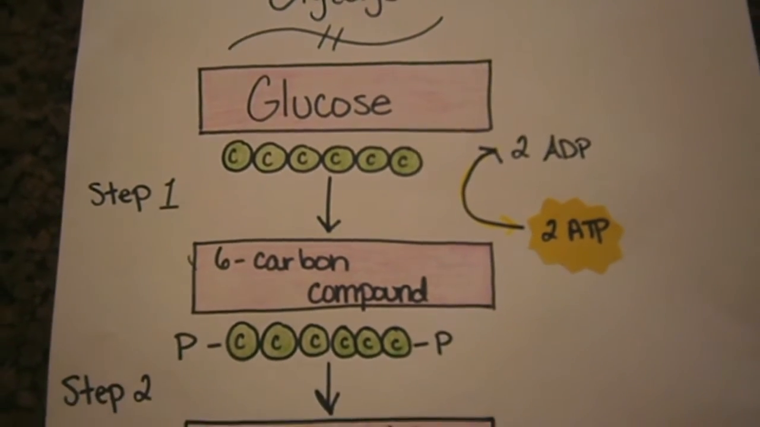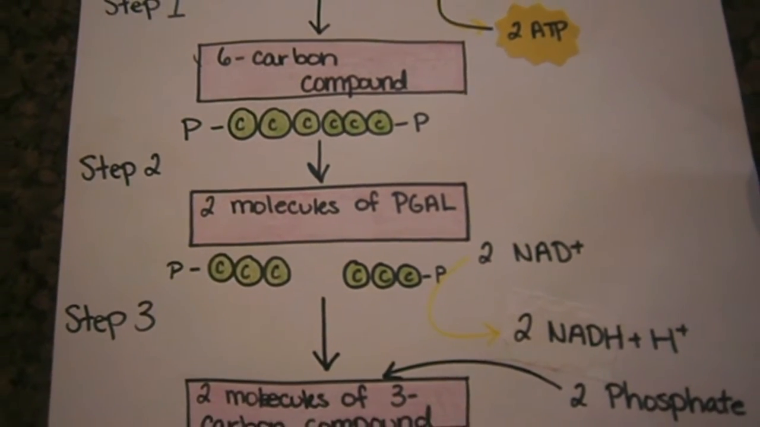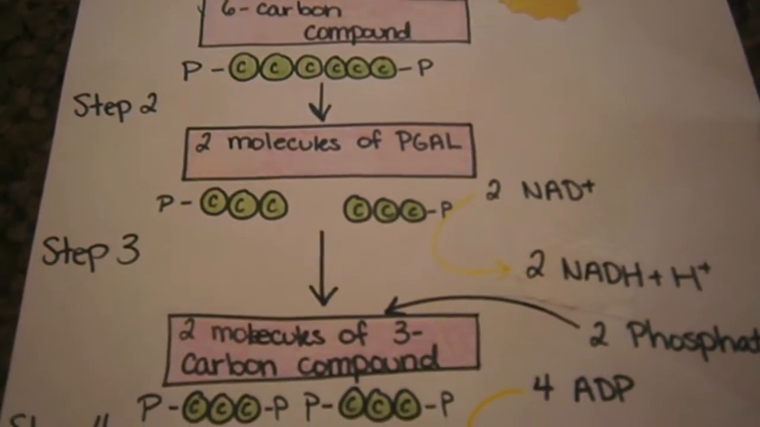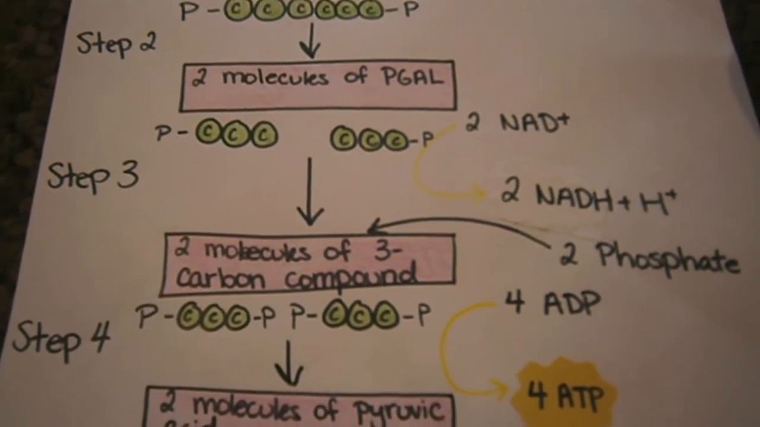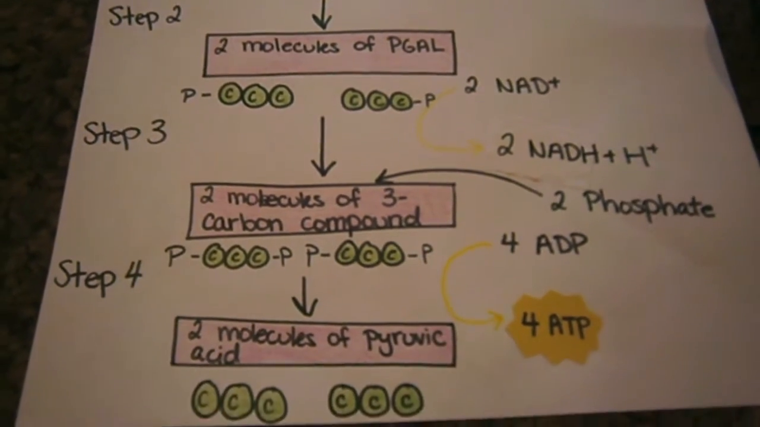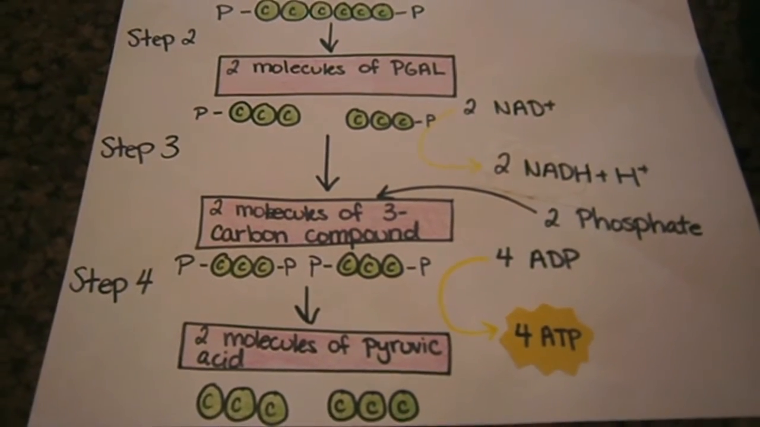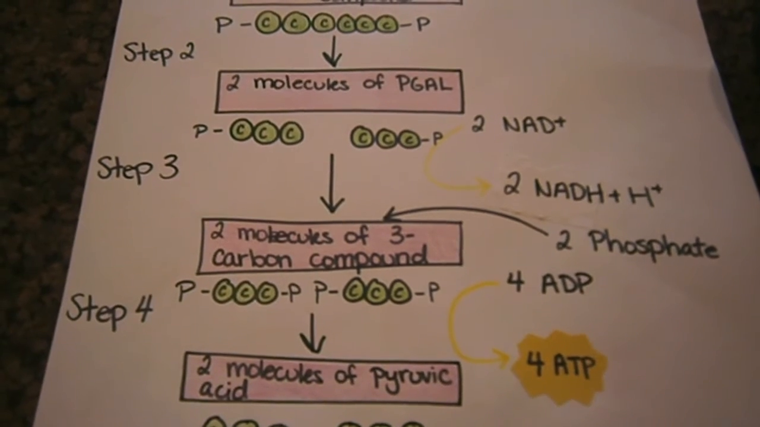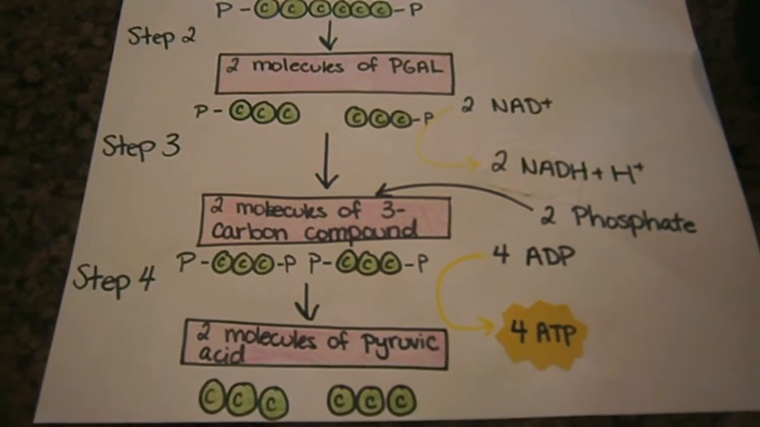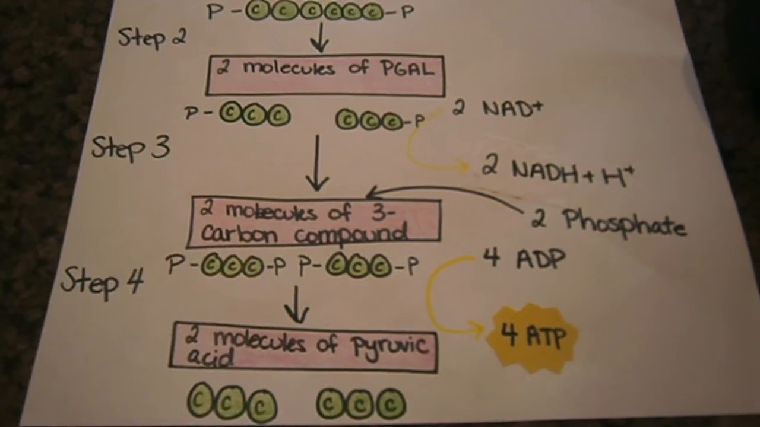Glycolysis consists of 4 steps. Step 1. 2 phosphate groups attach to glucose and the new 6-carbon compound is supplied with 2 molecules of ATP. Step 2. The new 6-carbon compound splits into 2 molecules of PGAL. Step 3. The PGAL molecules are oxidized and each receive another phosphate group. Also, NAD+ is reduced to NADH. Step 4. The phosphate groups are lost from the PGAL, which produces 2 molecules of pyruvic acid, which is used in the Krebs cycle. The lost phosphate groups attach to 4 molecules of ADP to form 4 molecules of ATP. This results in a net gain of 2 molecules of ATP.